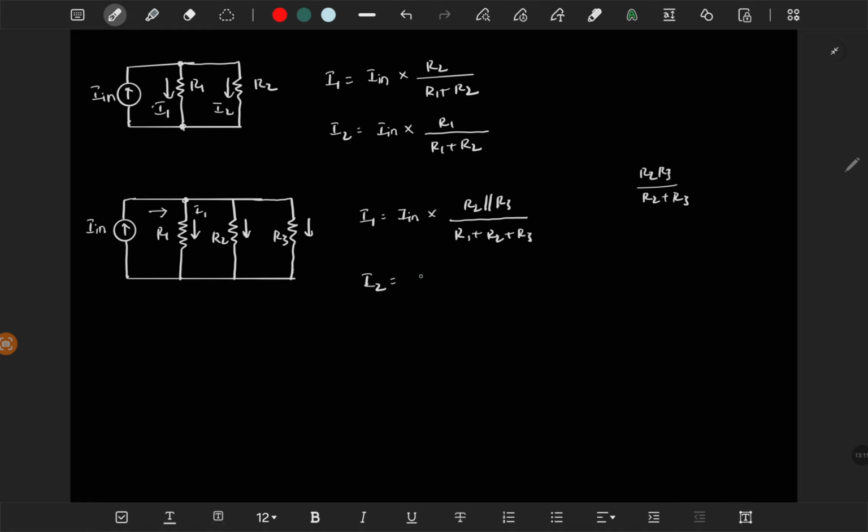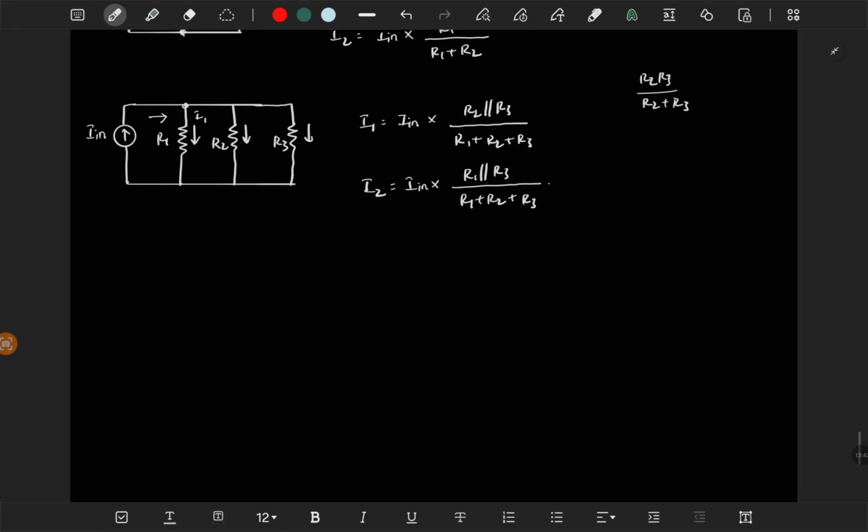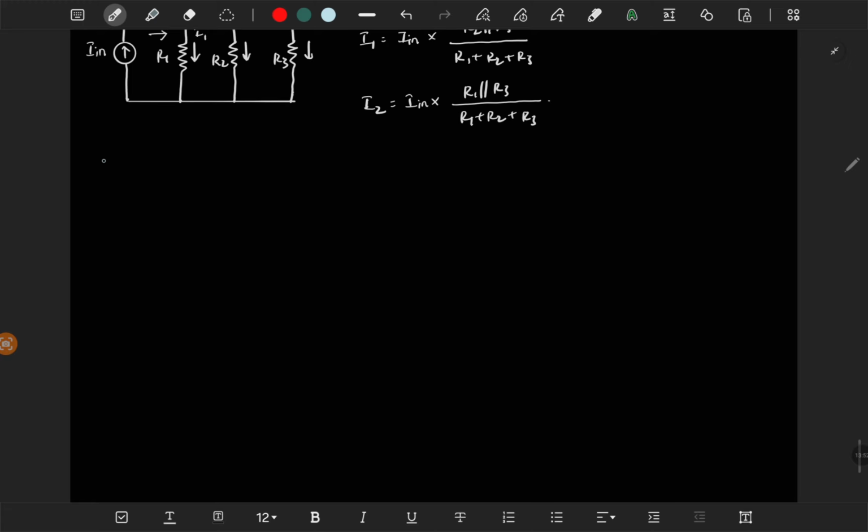Similarly, if you want to write I2, then it is the total current times the opposite resistance. Here we are finding the current through this branch. So these two are in parallel now. So R1 parallel R3 by R1 plus R2 plus R3. I think this is more than enough for covering the basics of resistance. Now we will go to capacitors.